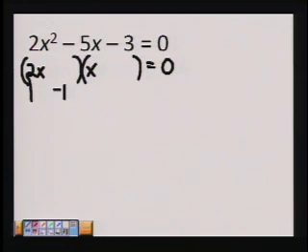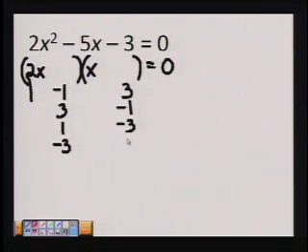We could have negative 1 and 3, but we have to worry about the order that we put them in. This way, the 3 gets multiplied by 2x. It could be that we want the negative 1 to be multiplied by 2x, so we have to list them in both orders. Another possibility is 1 and negative 3, and again, we want to list those in both orders.